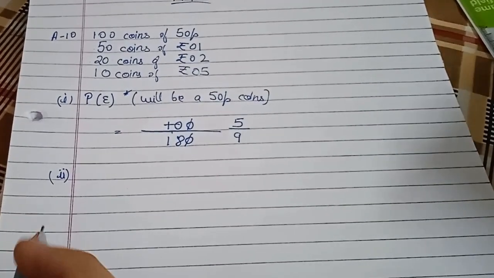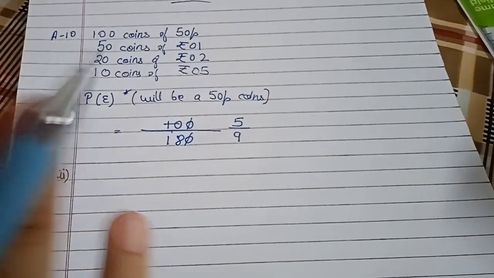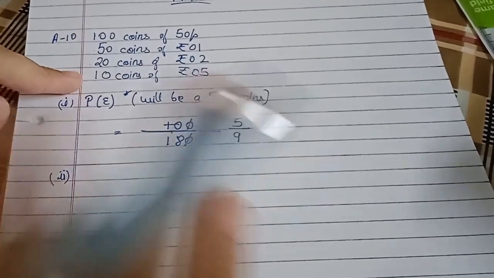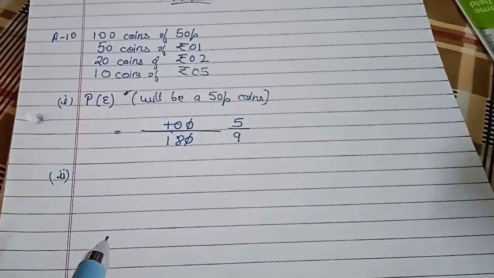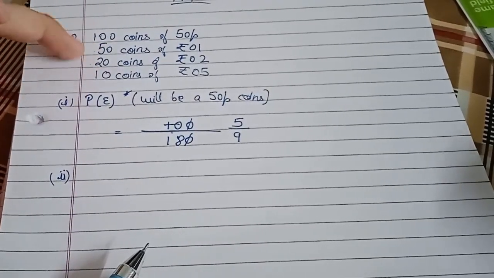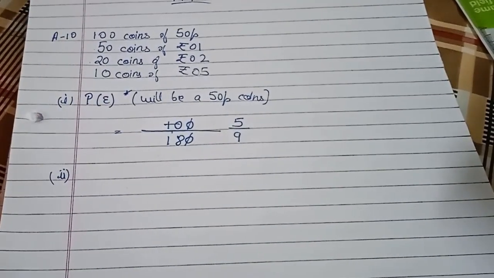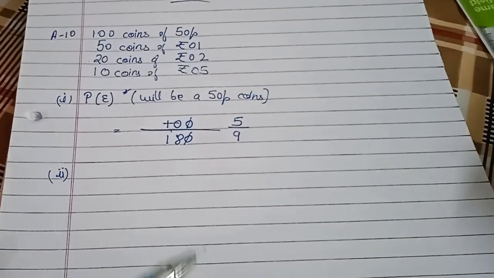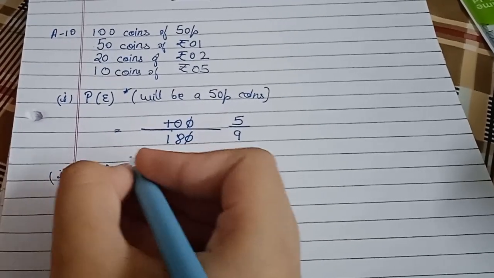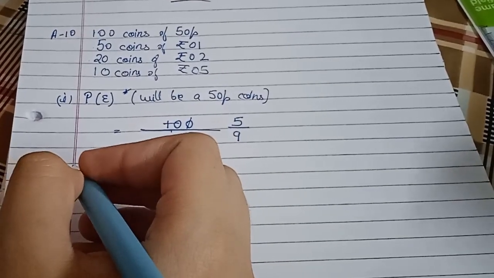Now the second part is, will not be a 5 rupee coin. So as we did earlier, there can be two ways. Either you find the probability of getting a 5 rupee coin and then subtract it from 1 and you'll get the answer, or you will get the probability of simply not having it by just adding and doing the stuff. I will focus on the first way, because it is easier. So the probability of E will not be a 5 rupee coin.